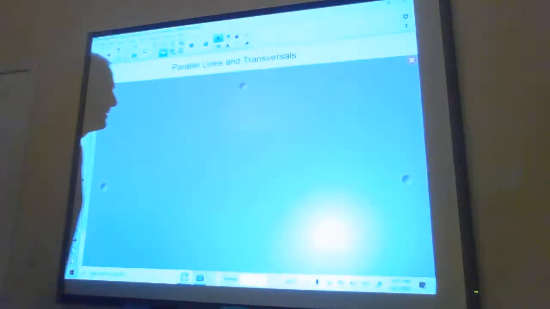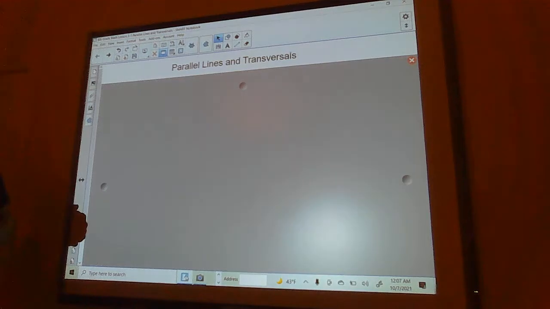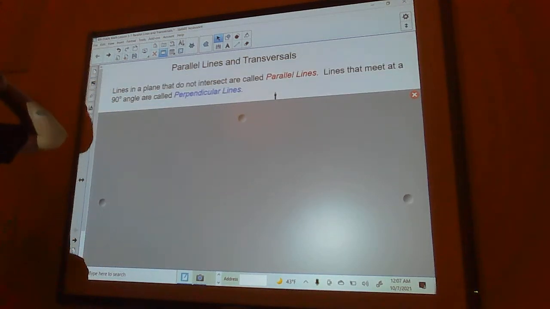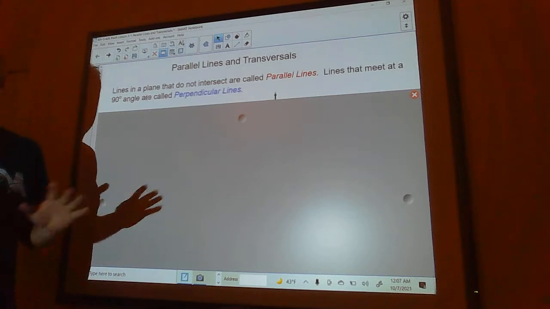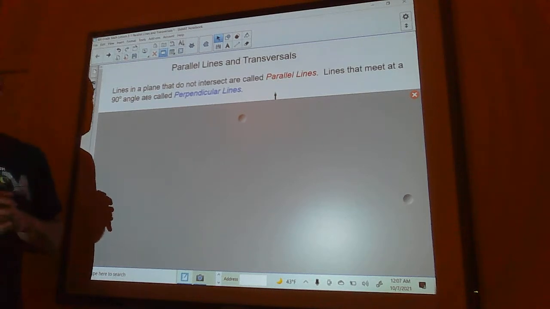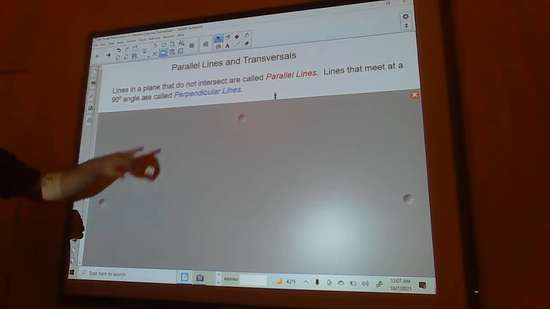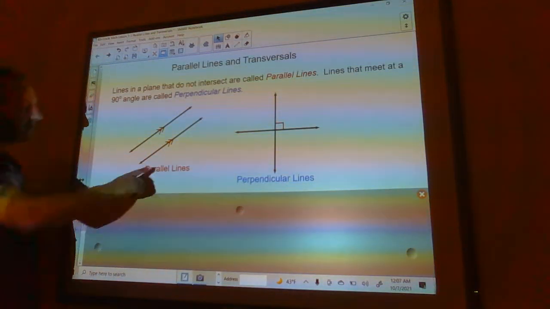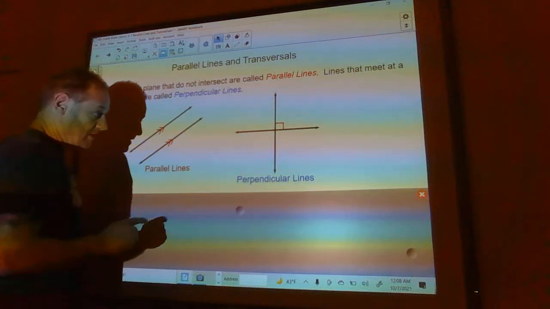Hello everybody, so today we're going to talk about parallel lines and transversals. Okay, so lines in a plane, and remember a plane is just a flat surface. Lines in a plane that do not intersect are called parallel lines. Lines that meet at a 90-degree angle are called perpendicular lines. So here we've got an example of each. Here's parallel lines, here's perpendicular lines.